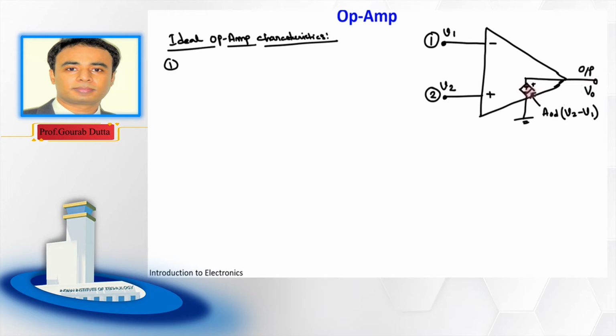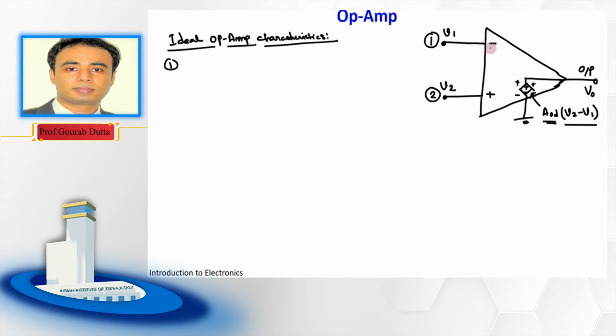So from this discussion, what you can see is that V output is equal to the gain of this op amp times the difference in potential between the two input terminals. And see how we are taking this difference: it is V2 minus V1, that means the non-inverting terminal voltage minus the inverting terminal voltage.